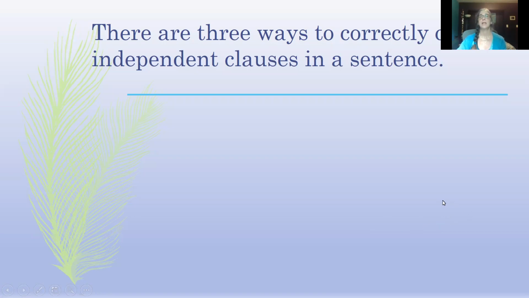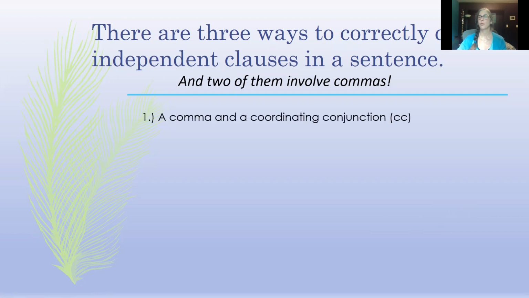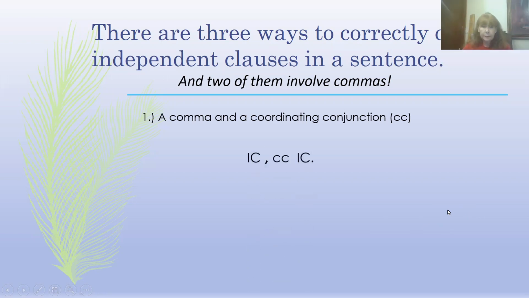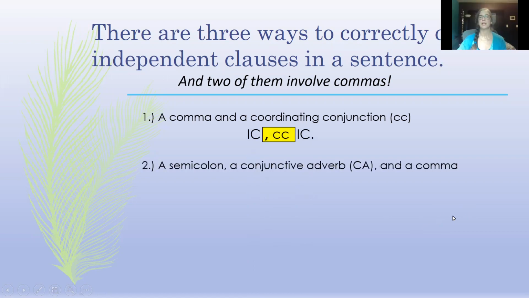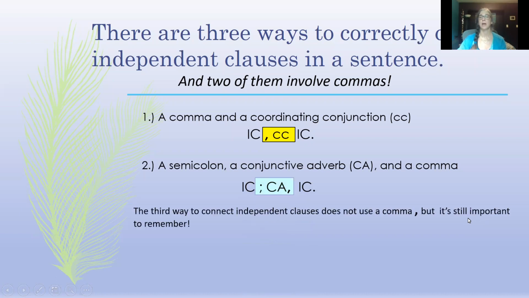There are 3 ways to correctly connect independent clauses in a sentence. And 2 of them involve commas. A comma and a coordinating conjunction, CC. Look familiar, Joey? There's your formula. A semicolon, a conjunctive adverb, what we call transitional words in the previous slide, and a comma. There's your formula. And then our 3rd way doesn't use a comma, but it's still important to remember. Oh, looky there. There's a connection team. A semicolon by itself.